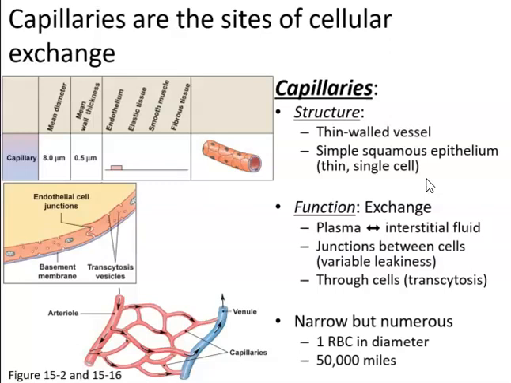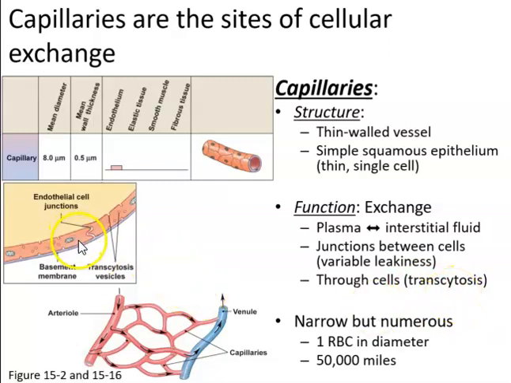So fluid within capillaries is called plasma. Once it is transferred into the interstitium, it's called interstitial fluid. So capillaries are responsible for the exchange between the plasma and the interstitial fluid. Now, this exchange takes place either by movement between the endothelial cells through fenestrations or pores, or by movement through the cells. This is called transcytosis.